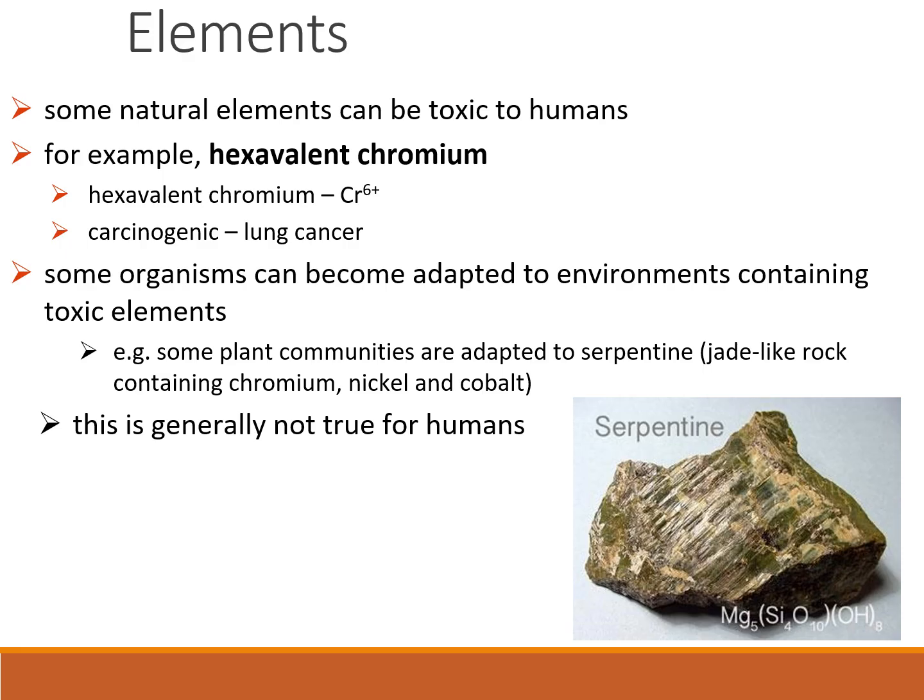For example, there are some plants that have adapted to what is called serpentine. There's the serpentine molecular formula down in the bottom of this picture. This is a jade-like rock which would contain toxic elements like chromium and toxic amounts of things like nickel and cobalt. They've learned to adapt to this toxicity. Unfortunately for us humans, this is generally not true.